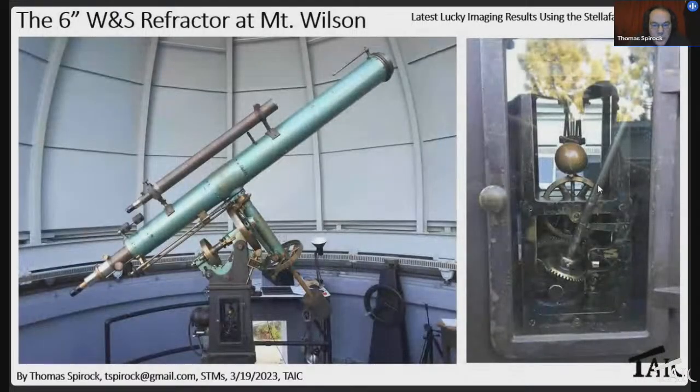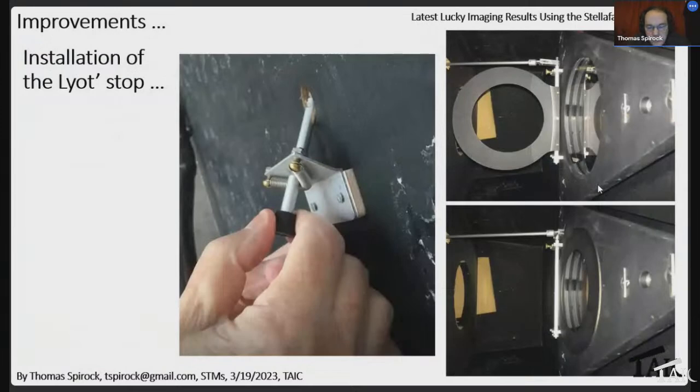So do we have any questions on the Schupmann telescope? I have a question. So how do you assess the seeing? Is it just visual, or do you have some device set up where you look at the seeing and then make the adjustment with the stop?